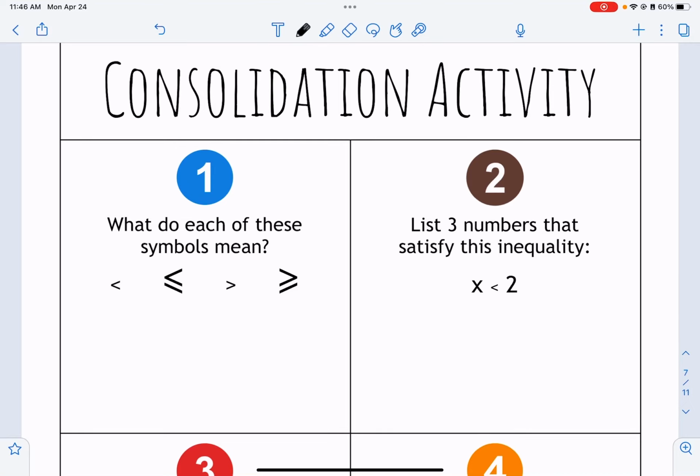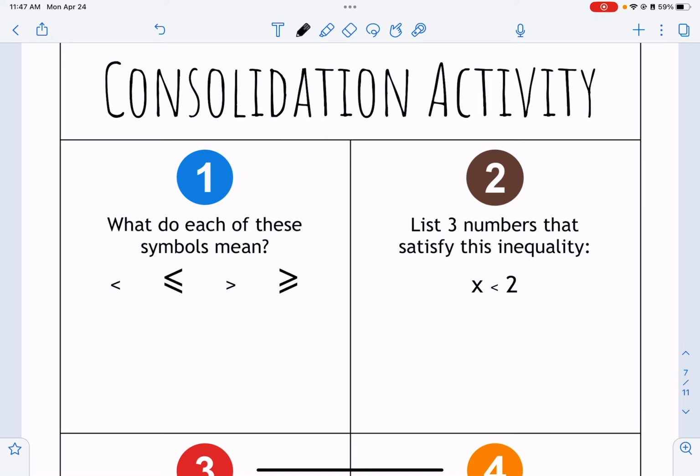Consolidation video for Unit D, Lesson 7, Investigating Inequalities. Alright, so in this lesson, we learned what an inequality was, how to represent numbers on a number line, and how to represent a number line with an inequality.